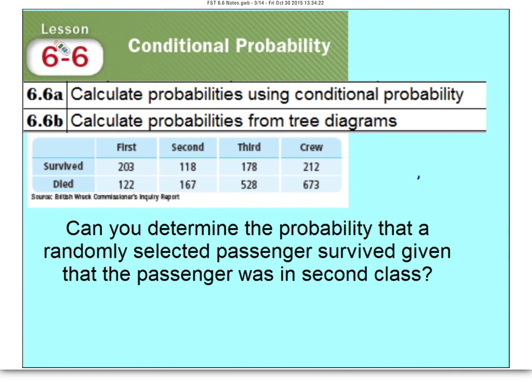So in learning objective A, we're going to calculate probabilities using conditional probability. I'm going to show you how you can do this through a thought process and also through a specific formula. We're going to be back to the Titanic data.